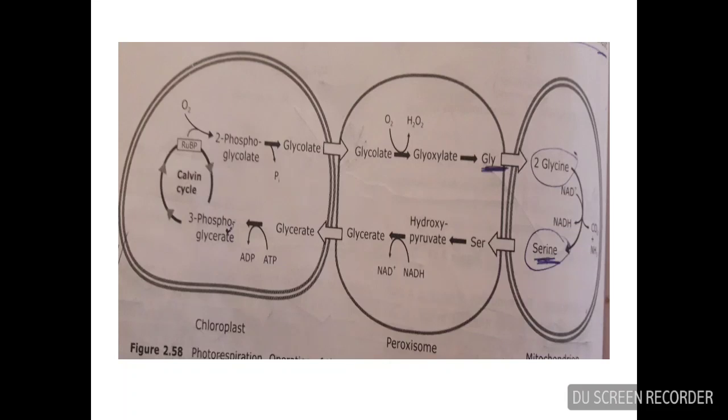so you can see in this picture chloroplast, peroxisome and mitochondria. The first picture is showing chloroplast, the second picture is showing peroxisome, and the third one is mitochondria. Okay, so you can see in chloroplast, when Rubisco is added in the Calvin cycle, oxygen is included, then 2-phosphoglycolate is converted into glycolate, and again glycolate goes to the peroxisome, not the mitochondria. Okay, and this glycolate is converted into glyoxylate, and so chloroplast and peroxisome both are involved, not the mitochondria.